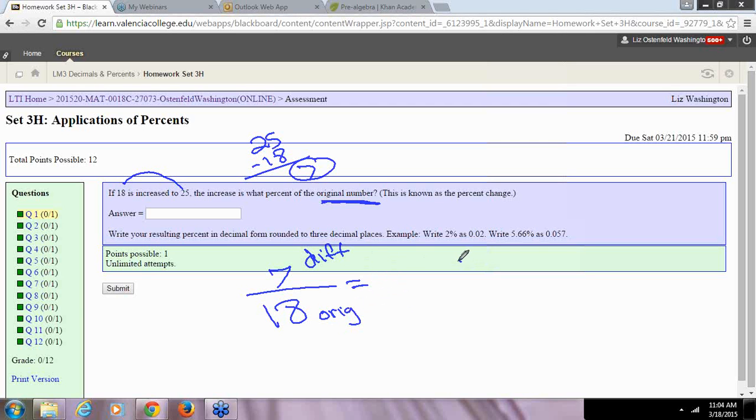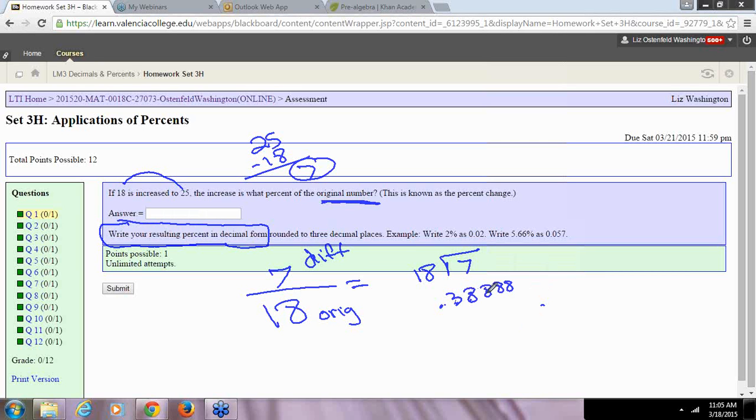When you do this division, 7 divided by 18, you're going to get a decimal. You're going to get a pretty long decimal. It actually ends up being like 0.3888. It kind of keeps going. And it does say write your resulting percent in decimal form rounded to 3 decimal places. So make sure you read the directions. Write your percent in decimal form. Round to 3 decimal places.